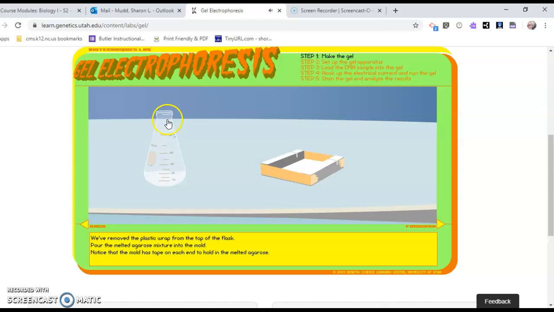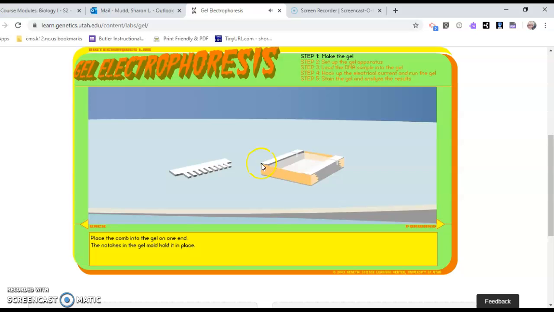Taking off the plastic wrap, we're going to pour this melted agarose into the gel mold. The tape holds it in. We're going to put the comb in one end of the gel. That's what makes the wells. Then we let the gel cool and solidify, just like when you put Jell-O in the refrigerator. This usually takes about half an hour for this kind of gel, but we're going to speed up the clock.